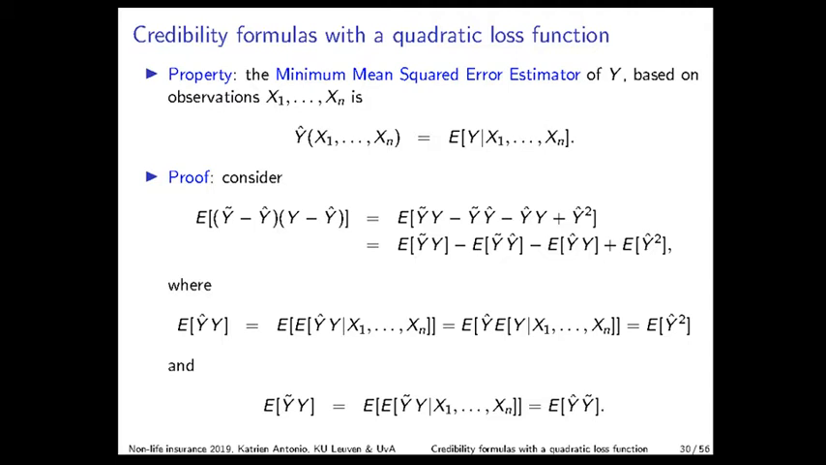Next, we consider the expected value of y tilde times y. Again, applying the tower rule shows that this equals the expected value of y hat times y tilde, which again cancels out in the above expression. Putting things together, the expected value of the product of the difference between y tilde and y hat on the one hand and y minus y hat on the other hand is 0, which completes the proof.